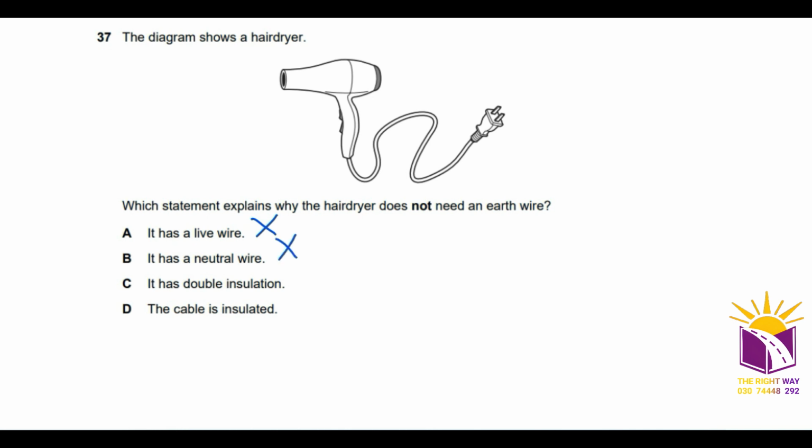No. It has double insulation? Yes. Our hair dryer has double insulation. Double insulation means the wires are insulated and the plastic on the body of the dryer also insulates. Other devices also have cable insulation, but they also have an earth wire. So due to double insulation, this hair dryer does not have an earth wire.